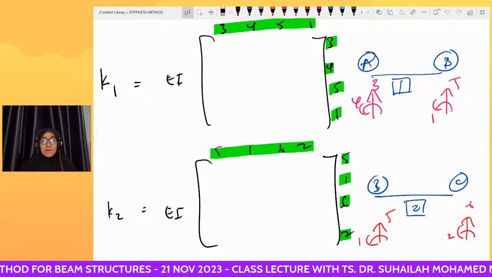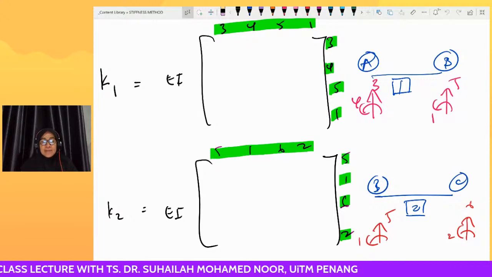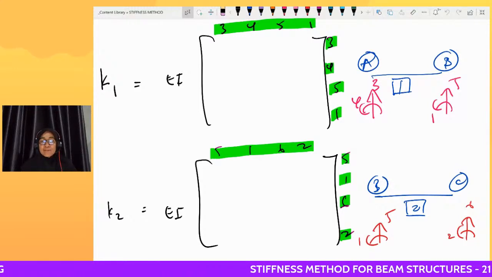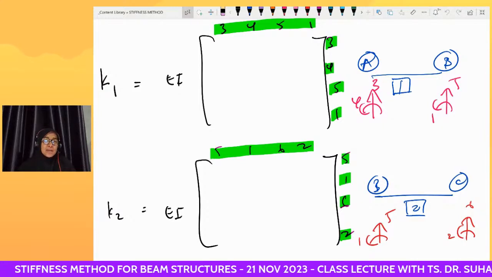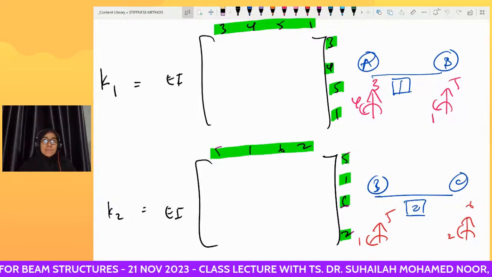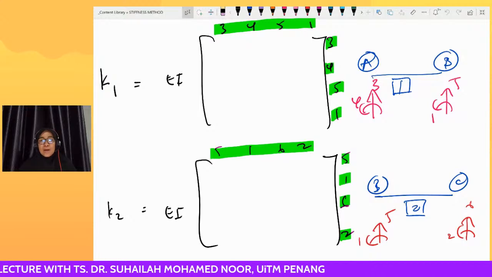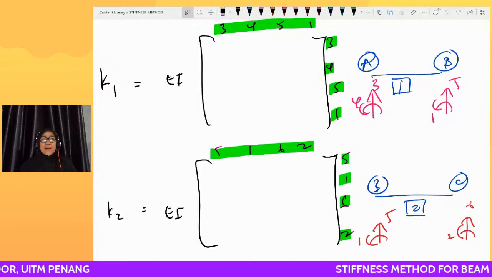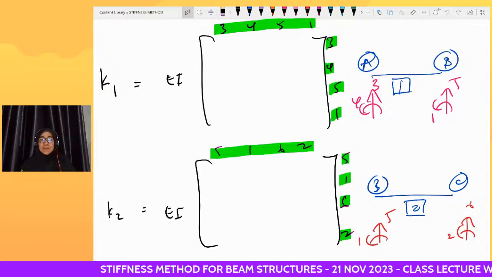All the values in the matrix we get from a formula. The formula is given in the appendix. It is a 4 by 4 matrix. The stiffness matrices K1 and K2 are influenced by E, the material property, the modulus of elasticity; I, the section property, where we calculate the moment of inertia from the cross-section area; and another thing that influences the stiffness value is the length of the element.